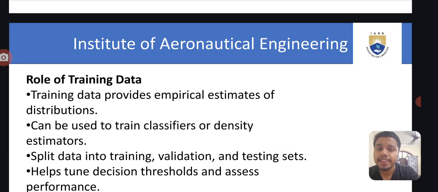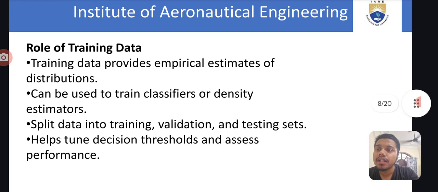Role of training data. Training data provides empirical estimates of the distributions and can be used to train classifiers or density estimators. We split data into training, validation, and testing sets. These help tune the decision threshold and assess performance.